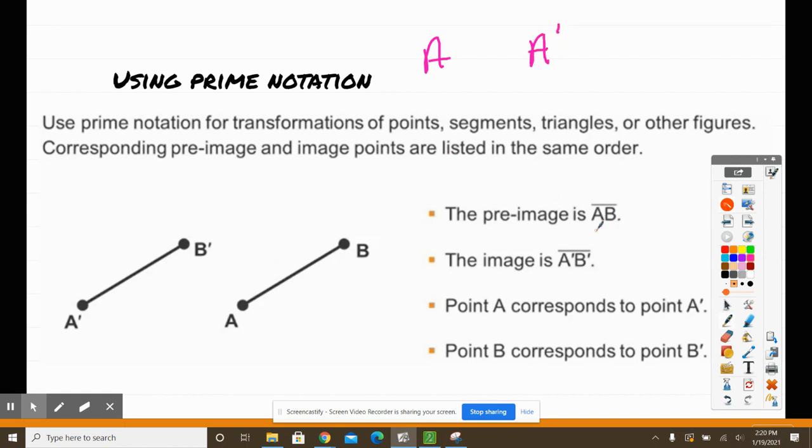Segments, you would say A, B, and A prime, B prime. You could use it on a whole triangle. You could say triangle A, B, C, and triangle A prime, B prime, C prime. Anything else? Just remember that the orders matter. A goes to A prime, B goes to B prime, and C goes to C prime.